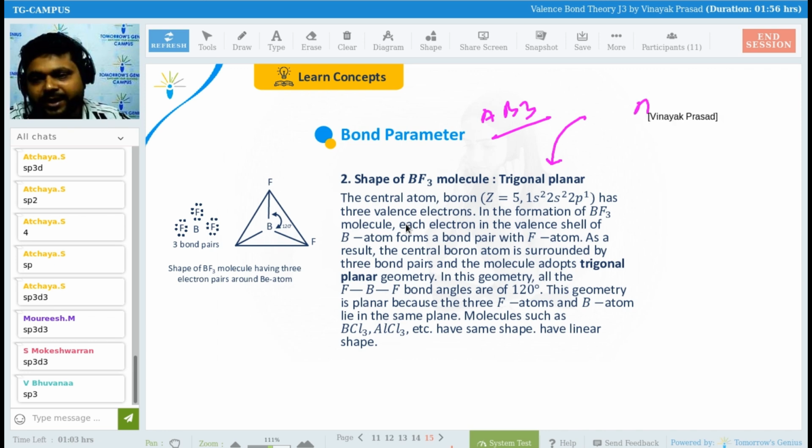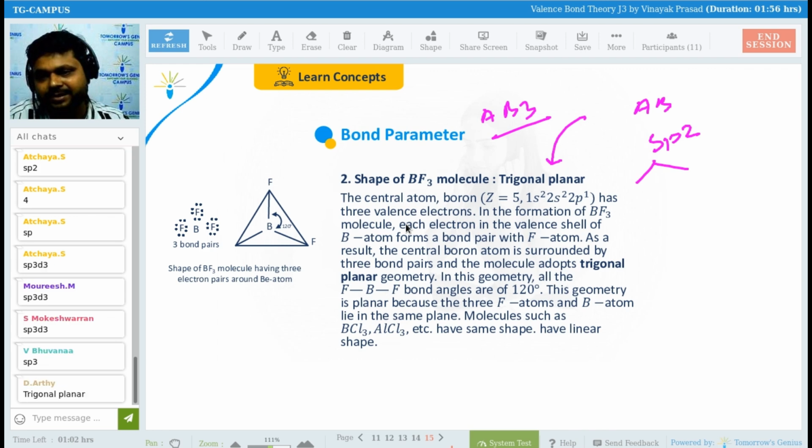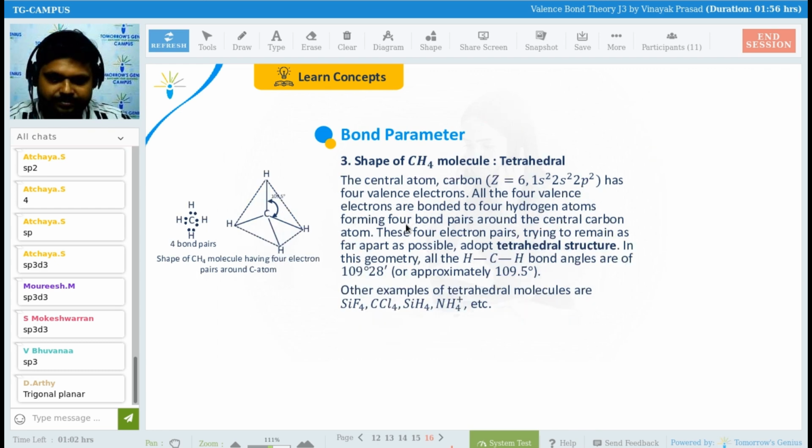If AB3 type is there, I have said sp2. With sp2, there can be three bonds. If there are three bonds, it will be trigonal planar. Yes or no, guys? Is it clear to you, everyone? Any problem? Very good, sp2, trigonal planar. Very good, Anil Dev. So now you have seen that trigonal planar can be there if there is sp2 hybridization, right?